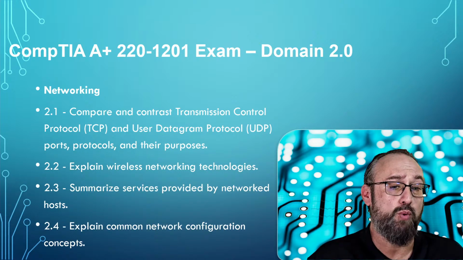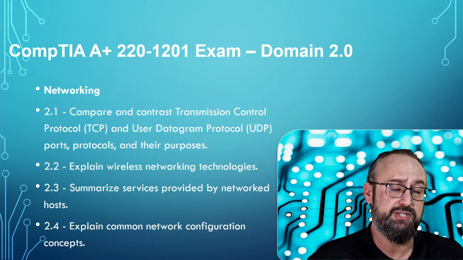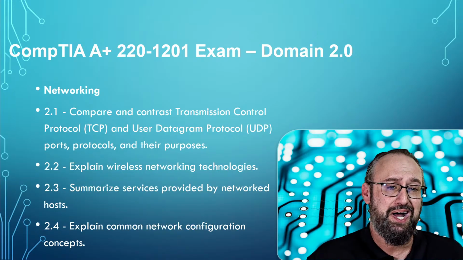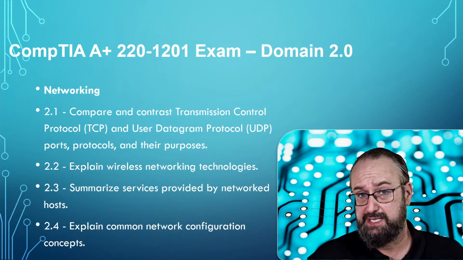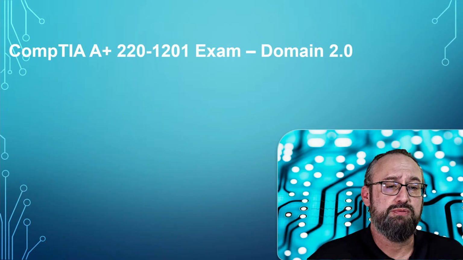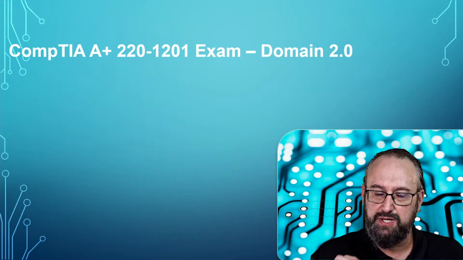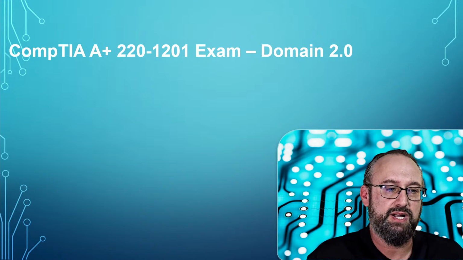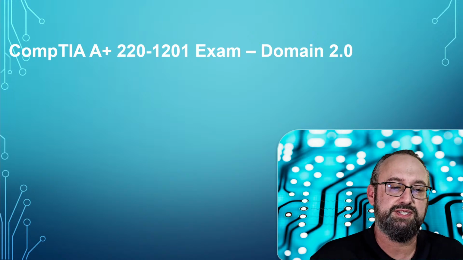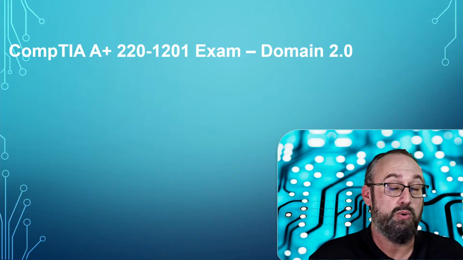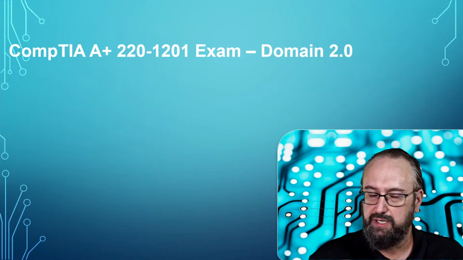Then we move into 2.4. 2.4 is explaining common network configuration concepts. This is where you're going to tackle the bulk of network configuration. This will be specifically network configuration centered around domain name system, DNS, and DHCP. Then we'll move into compare and contrast, right? Now, what level do we have to go into? Network hardware devices, right? Do you know the difference between a router and a switch? What's the difference between that and an access point, or maybe even a firewall? Being able to explain this is going to be important.